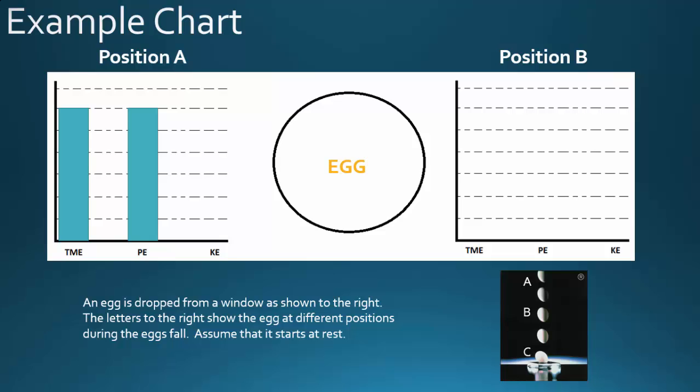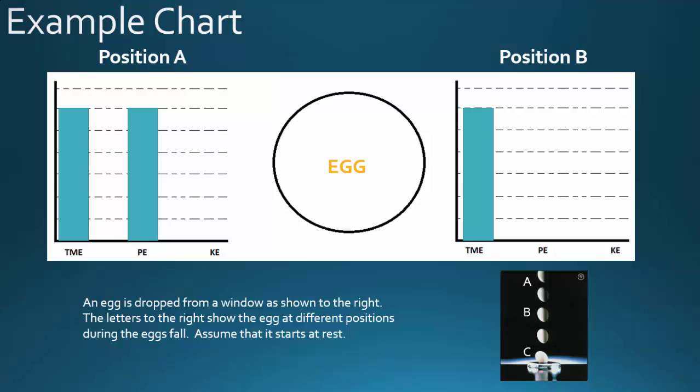Well, what about position B? Well, because of the law of conservation of energy, we know that the total mechanical energy has to be the same. There were no external forces acting on the egg other than gravity, which we will not consider as doing work on the system. Therefore, the total mechanical energy is still going to be 6 units, which I'm going to show at position B.